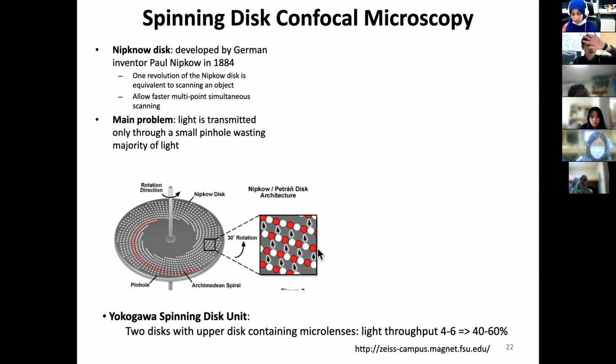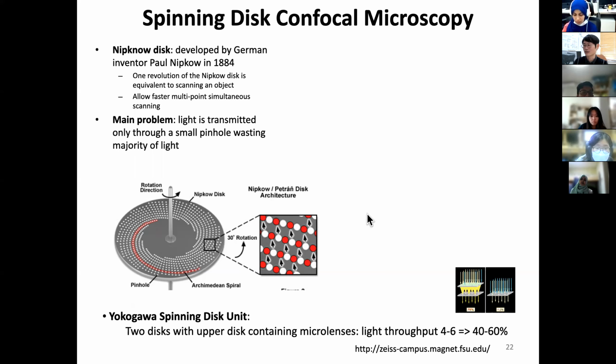So this way, the disk is very easy to rotate, so you can collect data very fast. The problem here is that you are not collecting the light out of this pinhole, so you are wasting it. So Yokogawa realized the problem of this Nipkow disk, and asked: can we put in a micro lens so that you don't waste the excitation light?